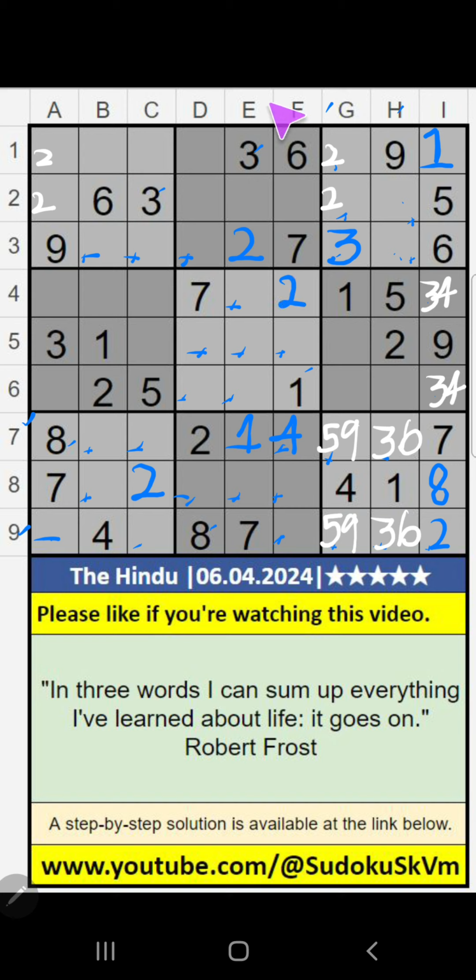In column E and 5th row we have 3, so 3 can't come in these cells. Then 3 is confirmed here. In the 6th row we have 3, so 3 can't come in the cell. 3 is confirmed here. Then 4 is here.